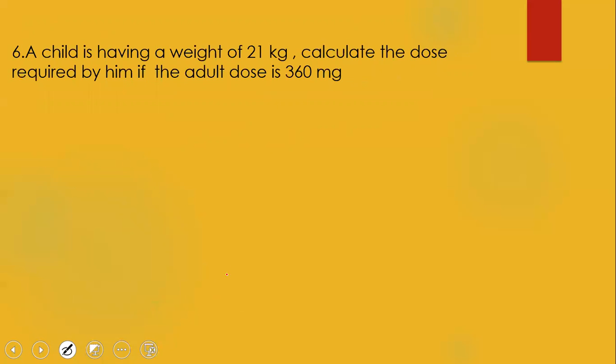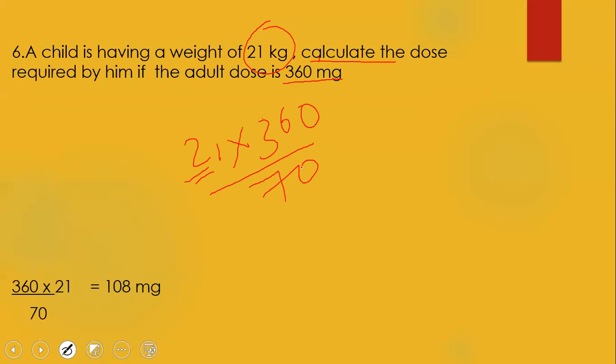So next question, a child is having a weight of 21 kilogram. Here it is given in kilogram, so we have to convert the formula like that. Calculate the dose required by him if the adult dose is 360 mg. So the formula is Clark's rule: sorry, weight of the child in kilogram into adult dose divided by 70. Okay, that is 108 mg.